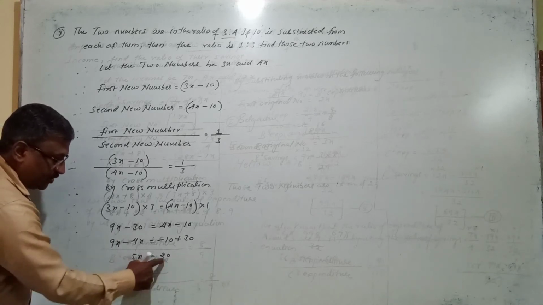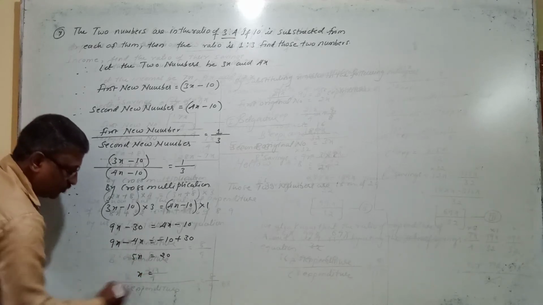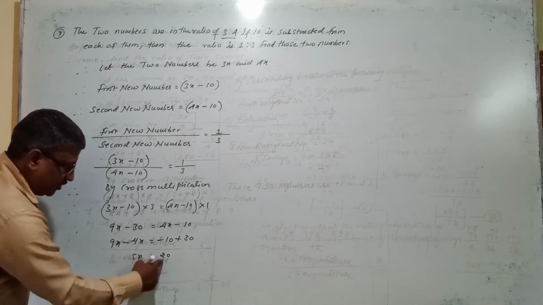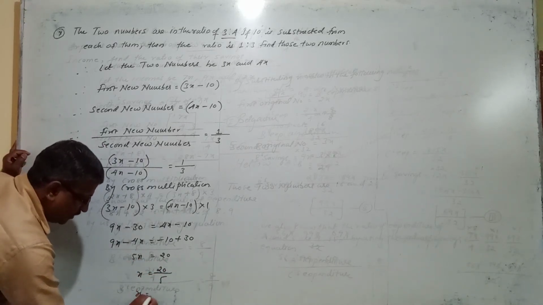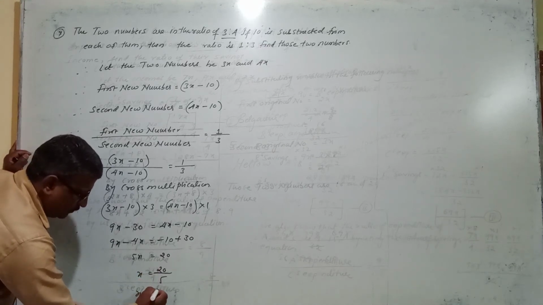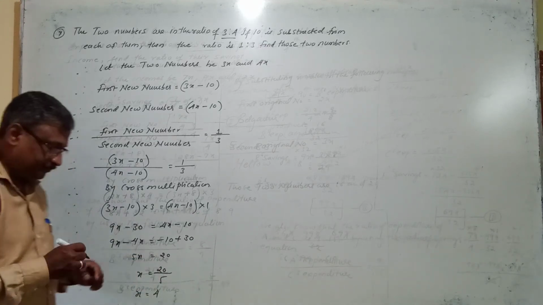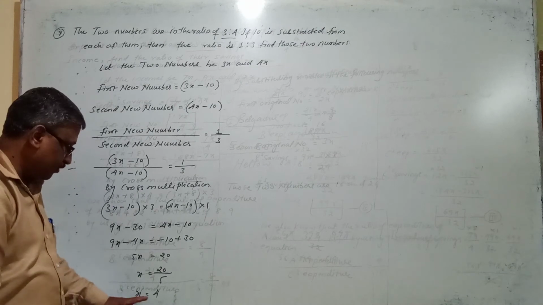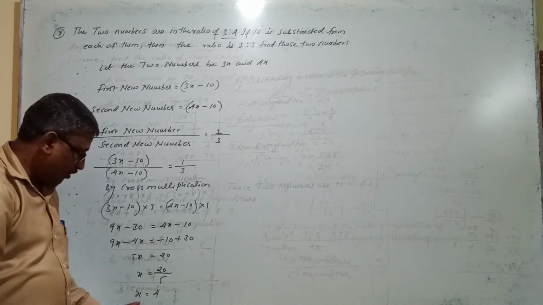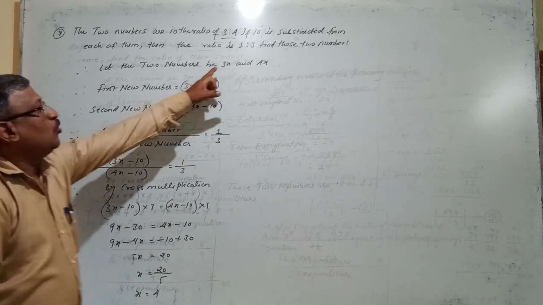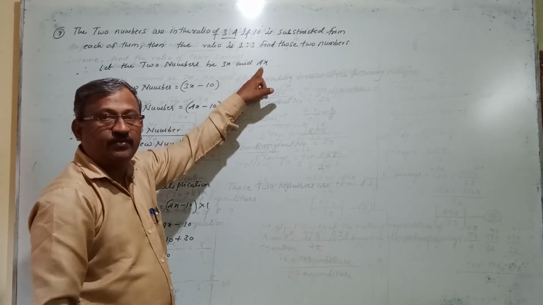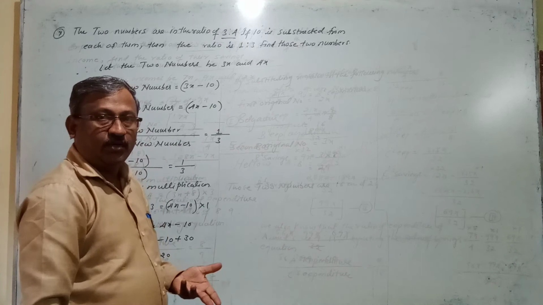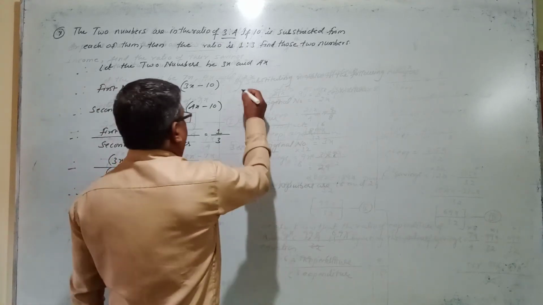So if 5x is equal to 20, what is the value of x? Bring x outside. So x is equal to 20 divided by 5. So you get 4. So my x value comes to 4. Now whatever x value I got, substitute the same in the original numbers. So original numbers were 3x and 4x. If you substitute in this, we get the numbers. So let's substitute.